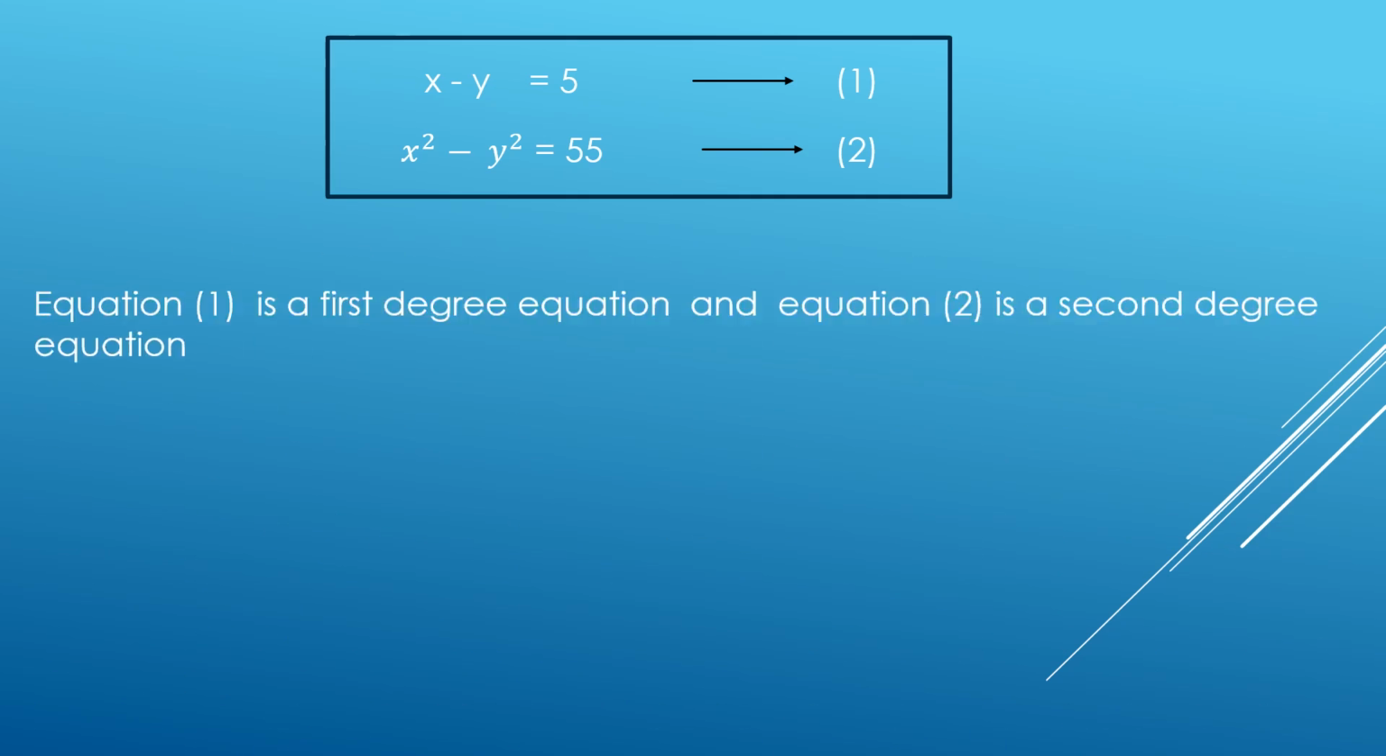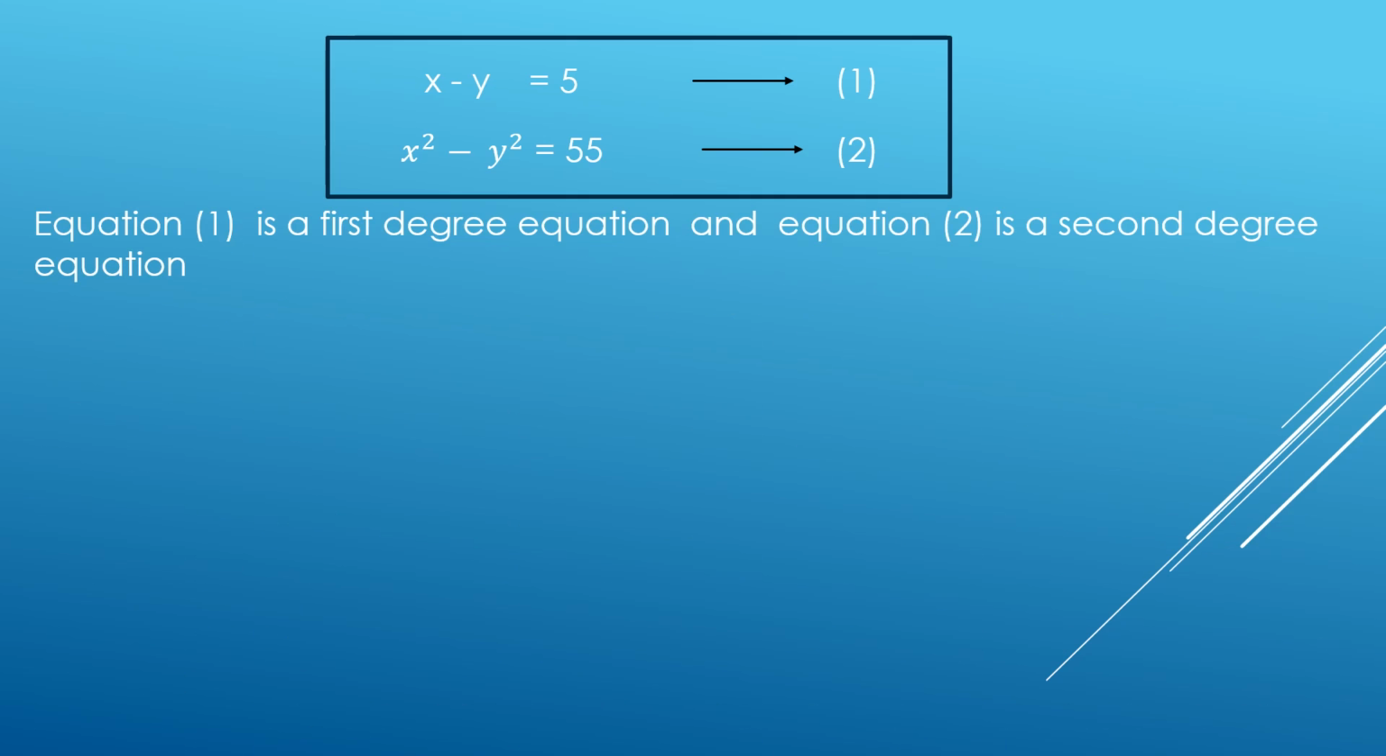Good, very good. Here equation 1 is a first degree equation and equation 2 is a second degree equation, isn't it? Here in the first equation x and y have power 1, so this is a first degree equation. In the second case each have degree 2. So this is a second degree equation.